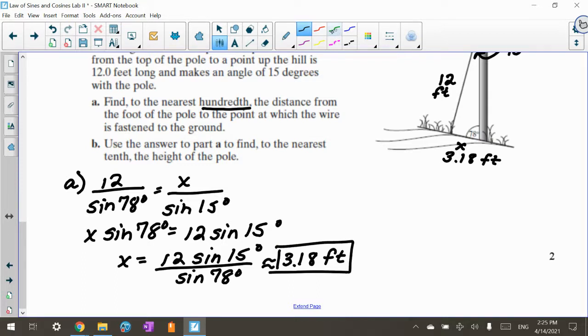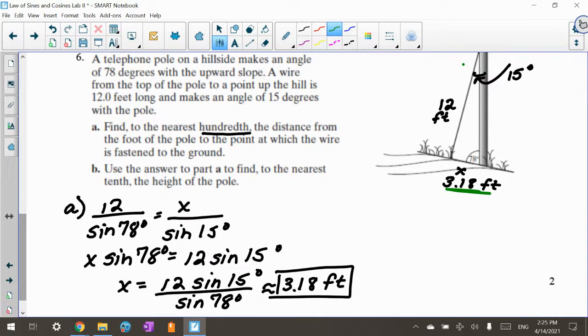Now the B part says, use the answer in part A to find, to the nearest tenth, the height of the pole. I'm thinking, oh, they're going to let me use this. And guess what I have across from there? 15 degrees. So I can do the law of sines again, because they want me to find the height of the pole. We'll call this y. But I'm like, wait a minute, I don't know this angle. But do we? Of course we do. If this is 78 and this is 15, if I add them up and subtract them from 180, this angle right here, which is so skinny you can hardly see it, is 87 degrees.